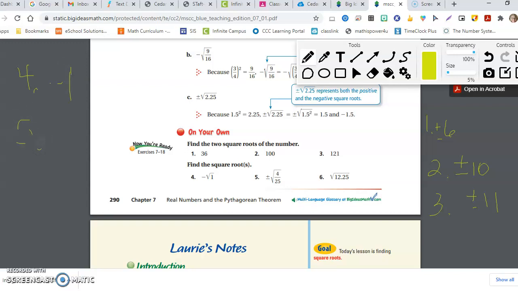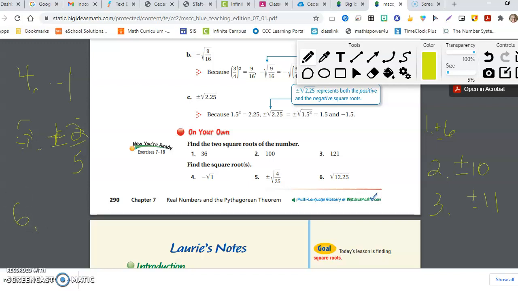Number 5, let me see, this is positive and negative square root of 4 over 25. Well, I know 4 is a perfect square, it's 2. And 25 is a perfect square too, it's 5. So the answer would be positive and negative 2/5.